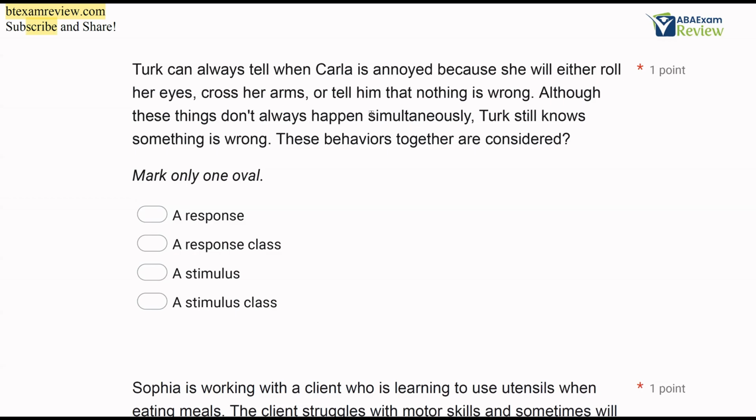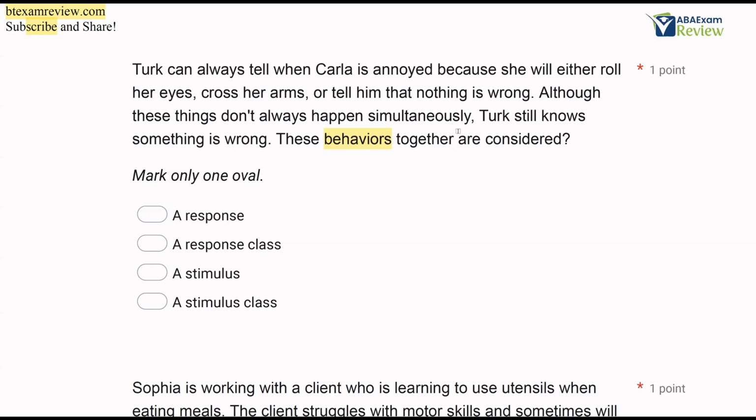Turk can always tell when Carla is annoyed because she will either roll her eyes, cross her arms, or tell him that nothing is wrong. Although these things don't always happen simultaneously, Turk still knows something is wrong. These behaviors together are considered what? So we're looking at all these behaviors as a set. And when we have a set of responses or even a set of stimuli, we call those classes.